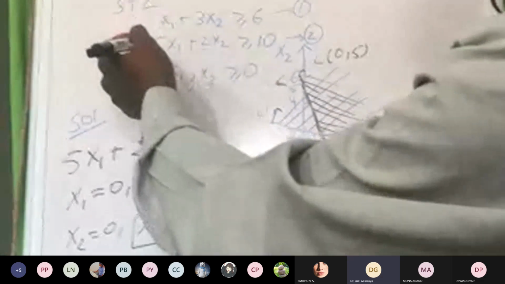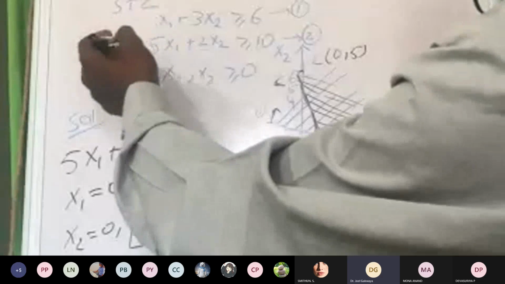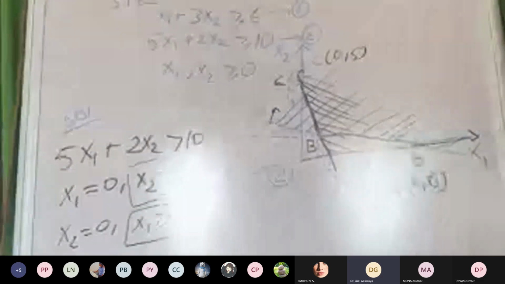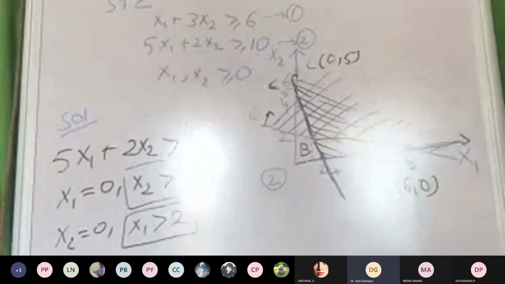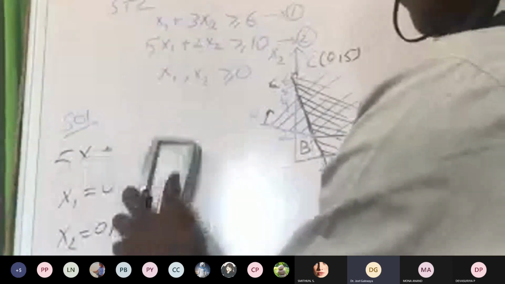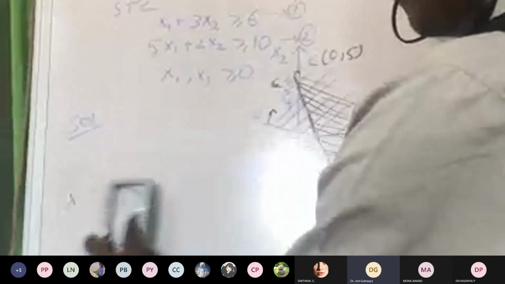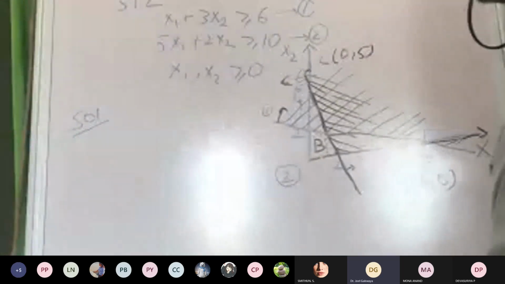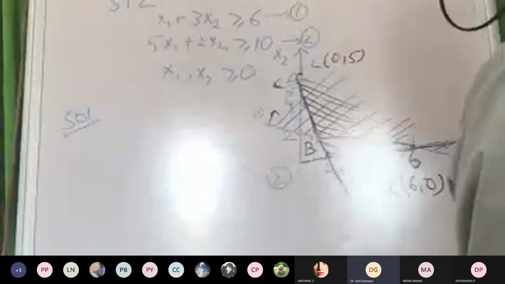If I try to solve this equation here, as you can see, for finding the value of point B, how are you going to find this one?